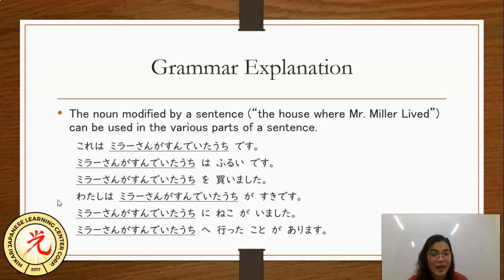Mira-san ga sunde ita uchi e itta koto ga arimasu. I've been to the house where Mr. Miller lived. Okay? So, pwede mong gamitin ang mga na-modified na noun natin through the sentence into various parts of a sentence. So, pwede mo siyang gamitin kahit sa like the different examples here. So, nagiging buong diwa, siya nagiging buong thought, siya nagiging buong noun, siya na tinutukoy mo.